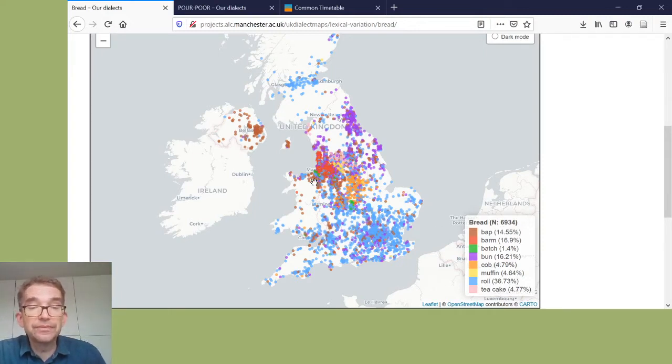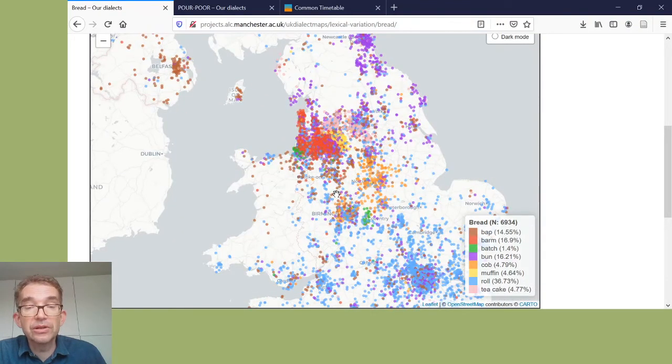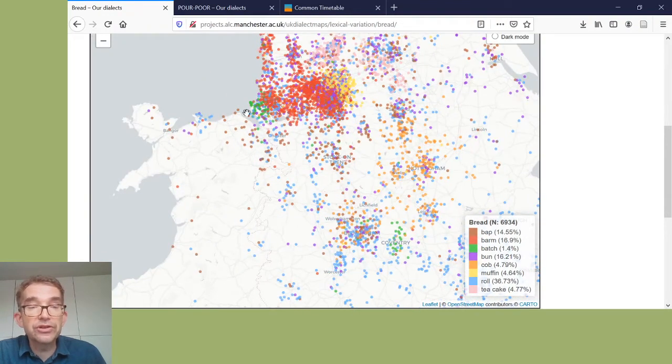If we zoom in, for example, we can see that there's two green areas, Coventry and the Wirral, that use the term batch. But this isn't widely used elsewhere. Why should this be? Is it just a function of the way that data are collected? Or is it a true difference? Why is it only these two places? So this is an interesting map to look at.